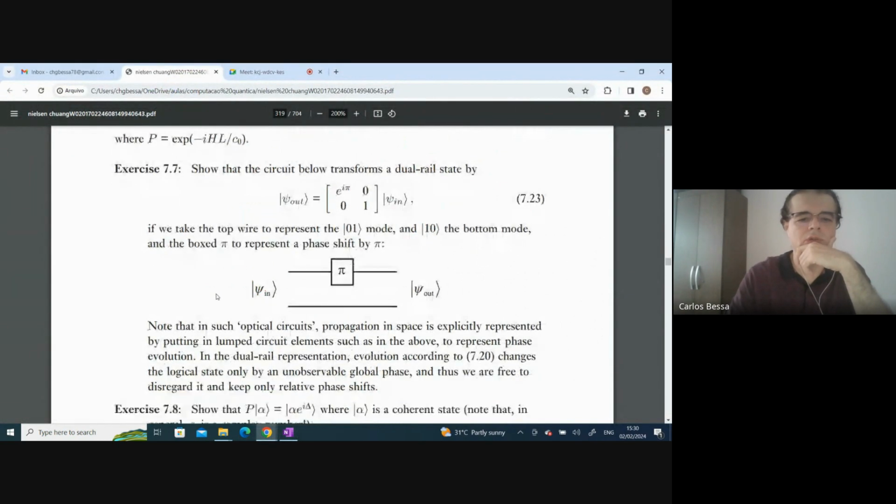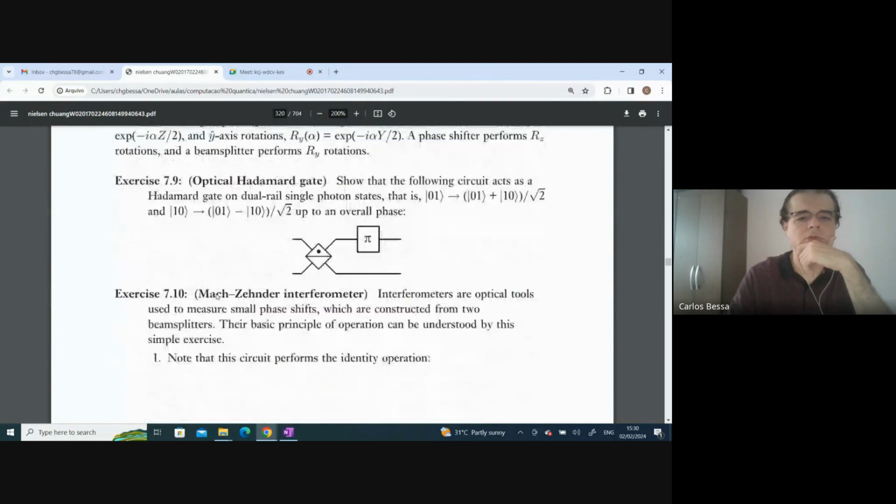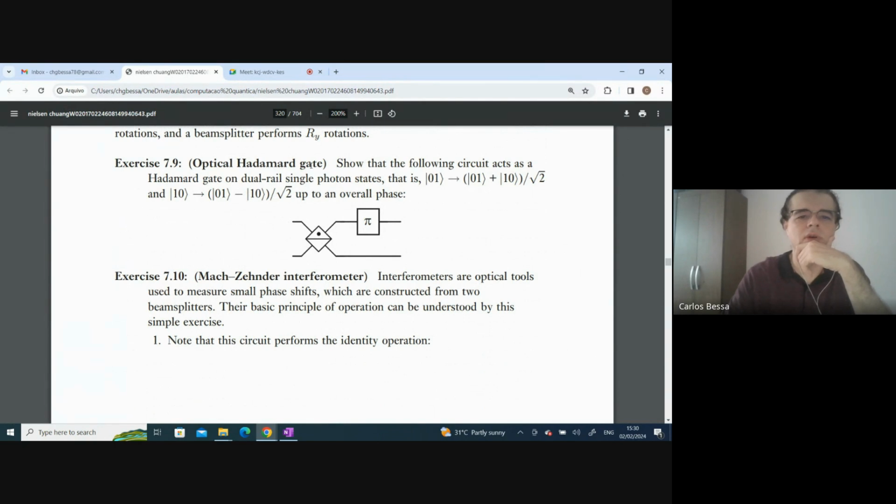Exercise 7.9 is exactly to show that this type of circuit could represent a Hadamard gate. So when in Python you are making your algorithm and you put the Hadamard gate in one of the programs you are using, if you send it to a quantum computer that uses optical devices, you probably will have something like this, a beam splitter and a phase shifter, and you see that this is similar to a Hadamard gate. So exercise 7.9: show that the following circuit acts as a Hadamard gate on the dual rail single photon states, up to overall phase.